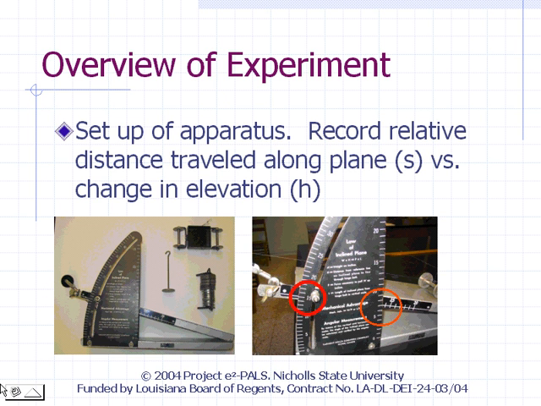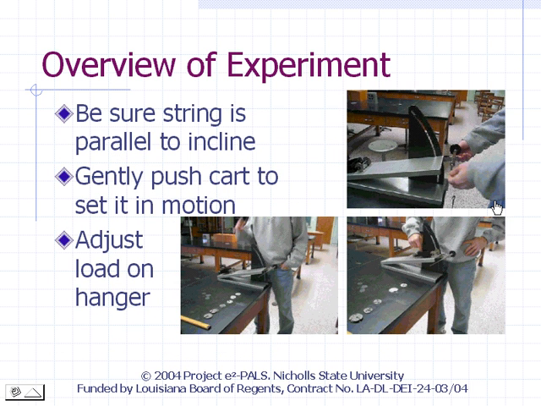Set the incline of the plane to 15 degrees, as shown in the picture on the right. Record the relative distance that the cart will travel along the plane and the height. As shown here, a distance s of 27 units along the plane would correspond to a change in elevation, h, of 7 units. You should be able to easily verify that h divided by s is equal to the sine of the angle of inclination. When setting up your apparatus, be sure to adjust the pulley so that the string is parallel to the incline.